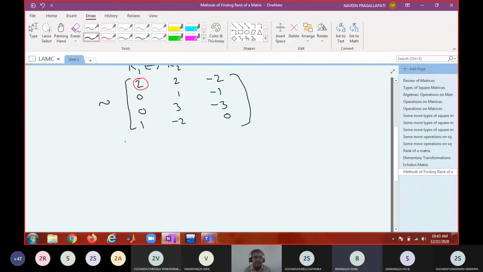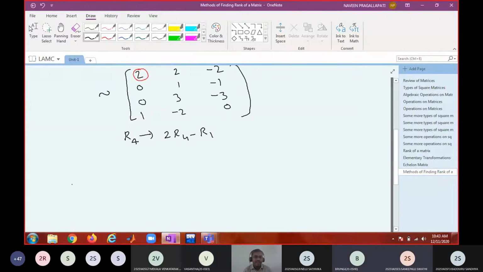R1 gets R1 minus 2 times R4. Or can I write R4 gets 2R4 minus R1? 2R4 minus R1. Yes, sir. Is it fine? Yes. So, in that case, what happens?